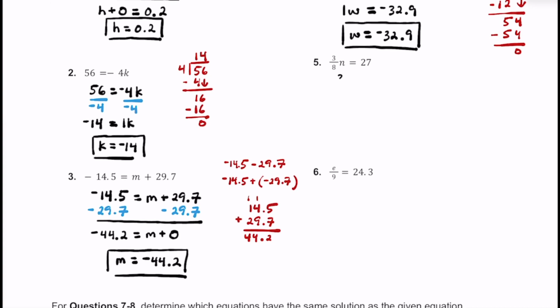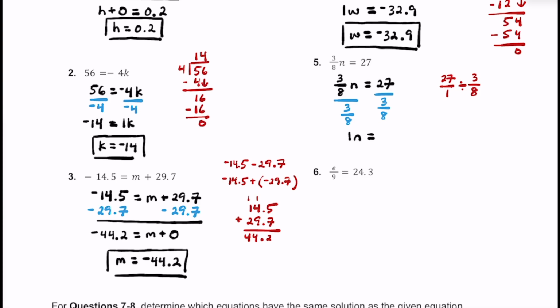For number 5, we have another one-step equation. We have 3/8 of n, or 3/8 times n, and that's equal to 27. In the case where we have multiplication, we want to go ahead and see if we can get the coefficient to be 1. So what I'm going to do here is divide both sides by the coefficient, because 3/8 divided by 3/8 is just going to be 1. And so if we go and do that, we're going to get 1n on the left side. So I'm going to write 1n is equal to. And on the right side, we have 27 divided by 3/8. So 27 is 27 over 1 divided by 3/8.